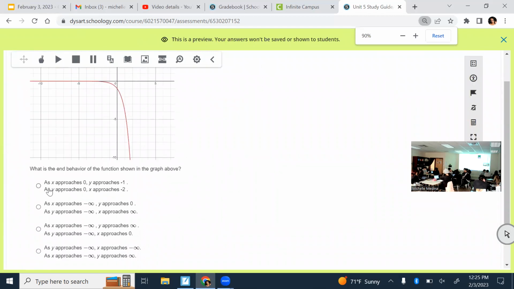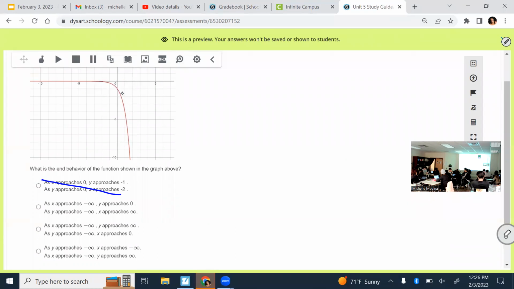It says as x approaches 0, so 0 on the x would be like at the origin, right? Y approaches -1. All right, it does touch there on the graph, so I agree with that. But is that the end of my graph? Right here? So then I don't think it's going to be the first one. I don't think it's going to be as x approaches 0, y approaches -1. So I can already cancel that one out based off of that.